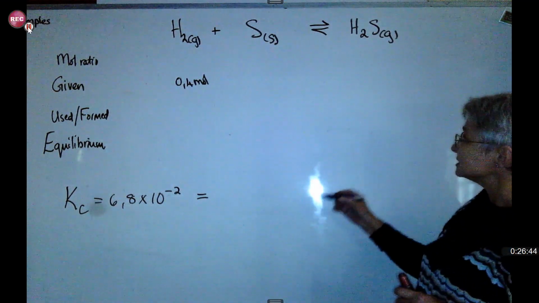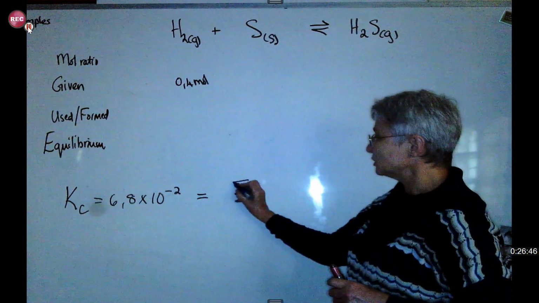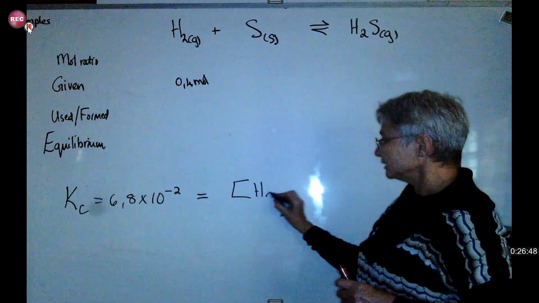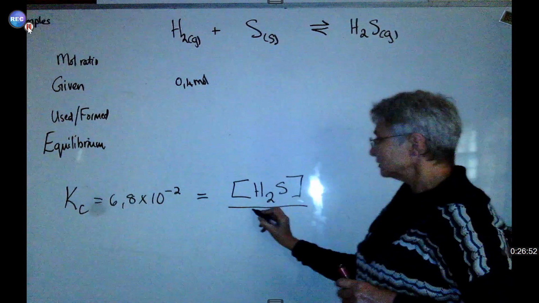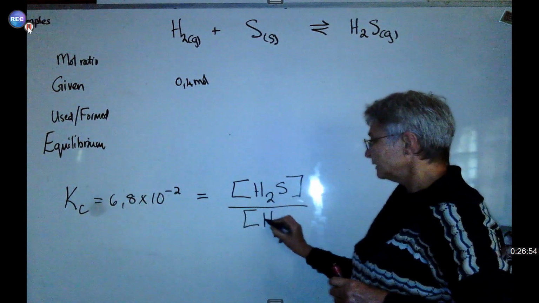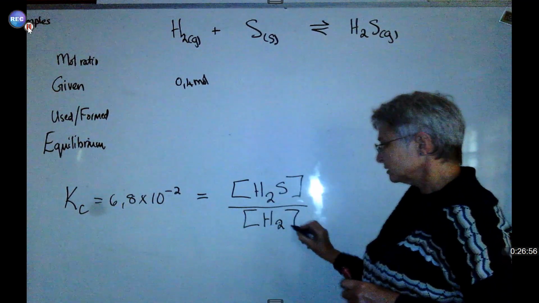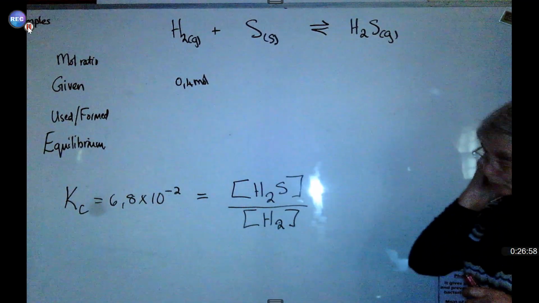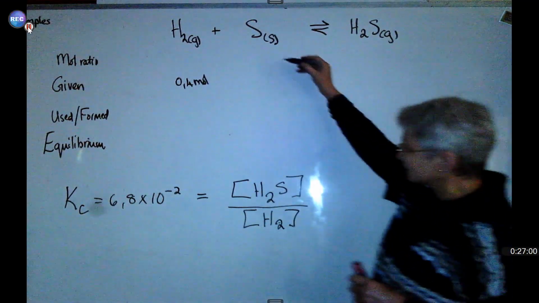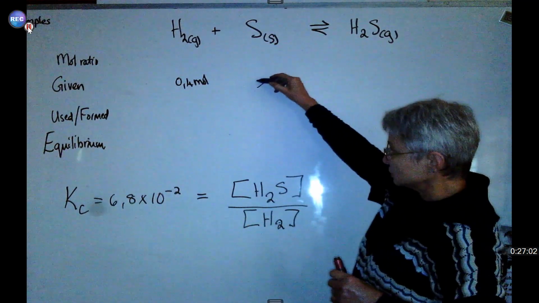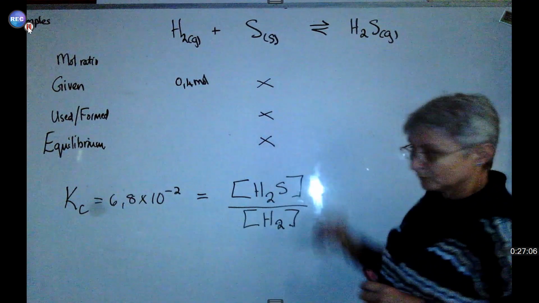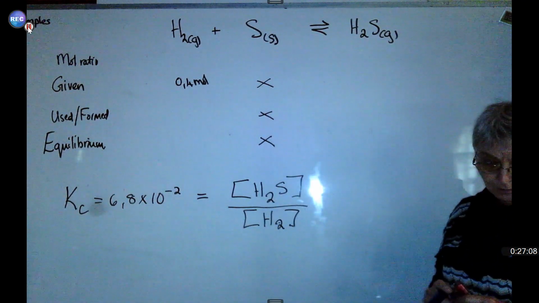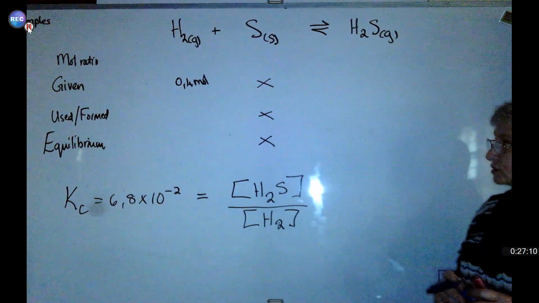So the Kc expression is the concentration of H2S divided by the concentration of H2. So I know what to work with. The sulfur is not going to affect my equilibrium. It's in excess, because it is a solid.